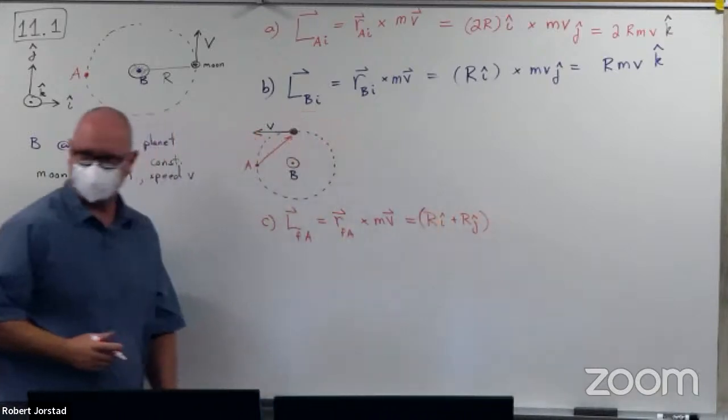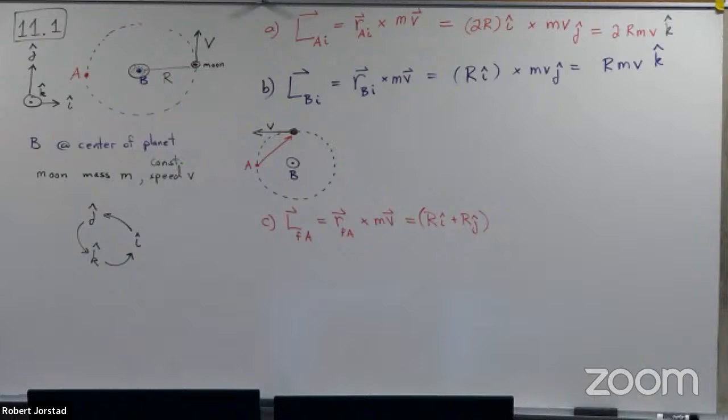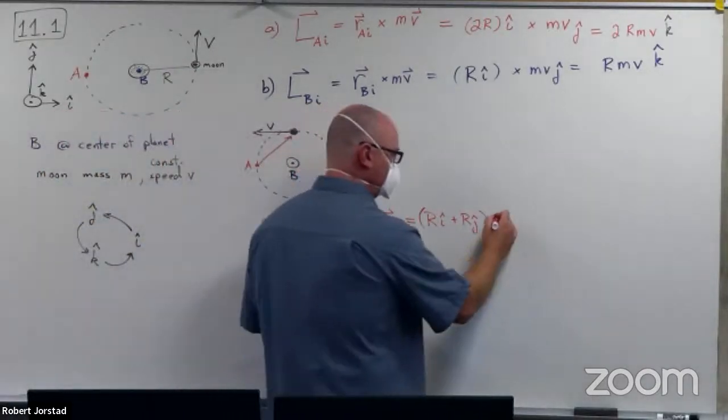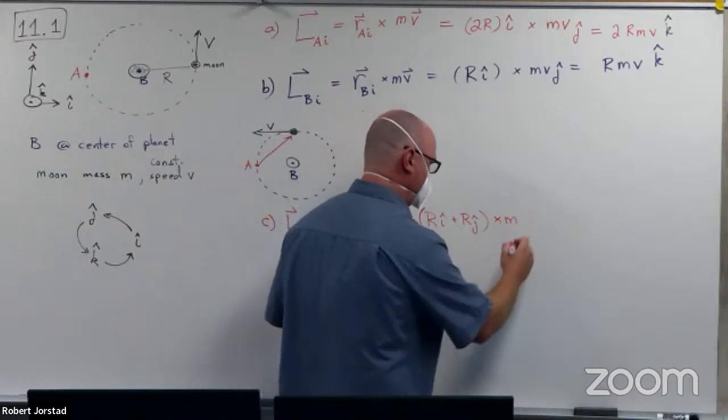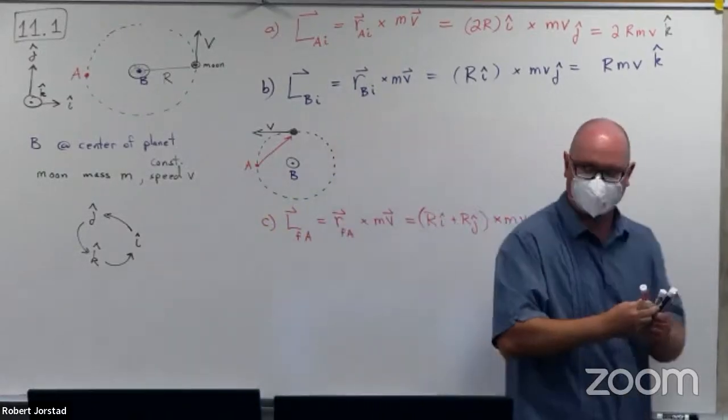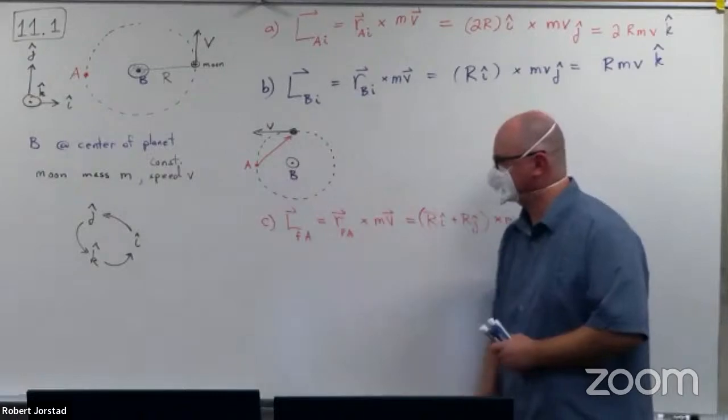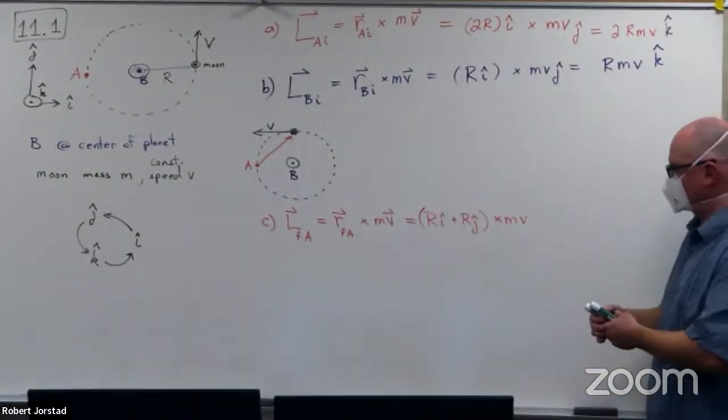Do you agree? Some in the I hat, some in the J hat. What's my velocity vector now? What direction is the velocity in this state? Negative I hat.